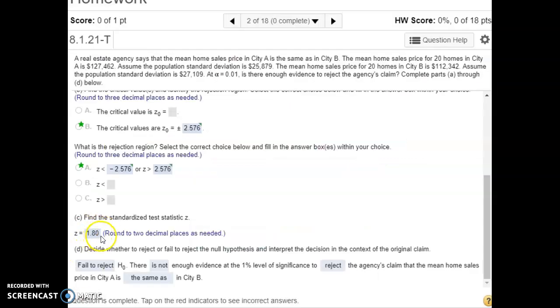And since that test statistic is not in the rejection region, we fail to reject the null hypothesis. Recall that the agency's claim was that the mean home sale price from each of the cities was the same, and the null is our claim. We're not rejecting the null. There's not enough evidence to reject the claim.